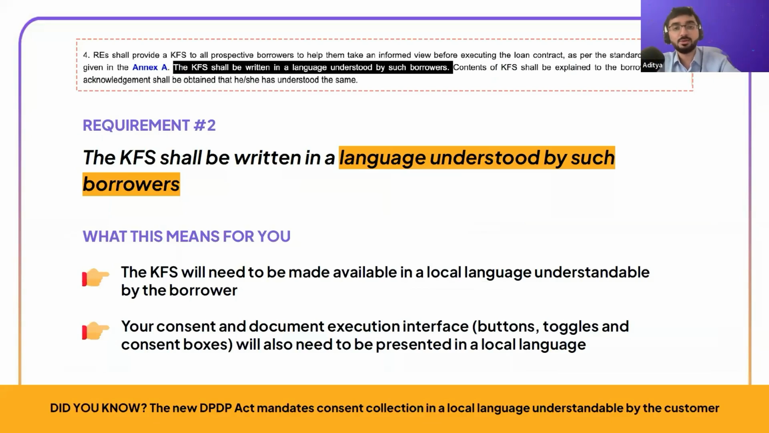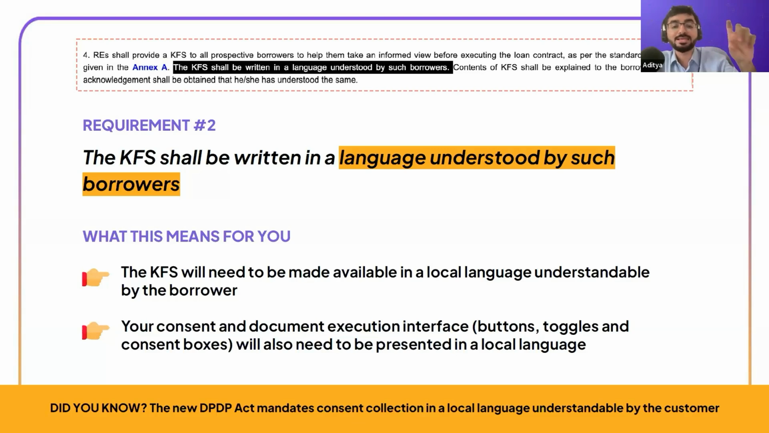Second requirement is the local language requirement, right? Rules say that the KFS shall be written in a language understood by such borrowers. So there are two things you'll need to do. One is ensure that the KFS itself, the contents of the document, are in a language that the borrower understands. And two, and this is a unique requirement to a digital flow, right? Because in a digital flow, the execution process forms a key part of the enforceability of the agreement.